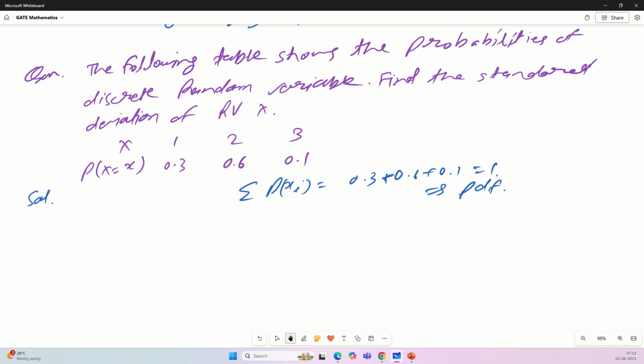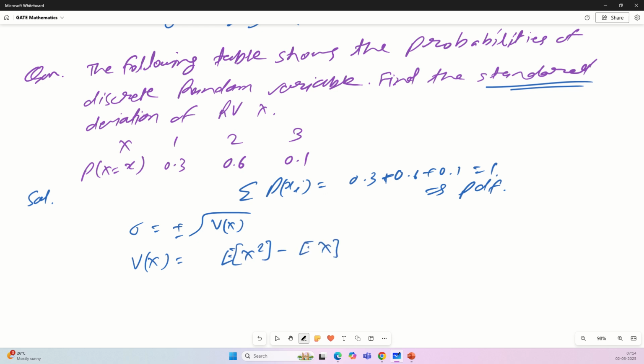Now we want to find out the standard deviation. For that we need sigma, which is plus minus the square root of variance of x. The problem is we do not know what the variance is. Variance is equal to expectation of x square minus expectation of x whole square. So for that we need to find expectation of x and expectation of x square both.